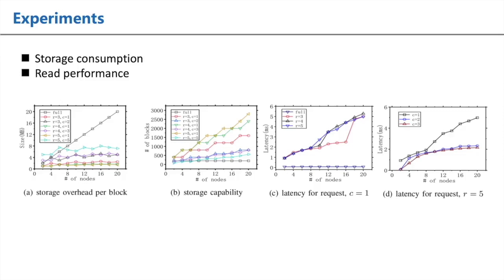Figure D reports the latency of requests when R is 5, while C rises from 1 to 3. As expected, with more replicas for each chunk, the latency of block read decreases because less decoding is deployed.